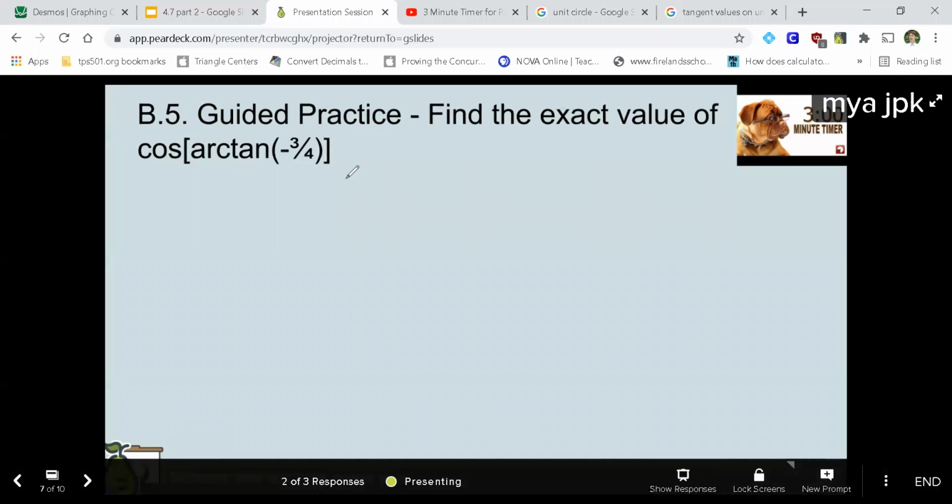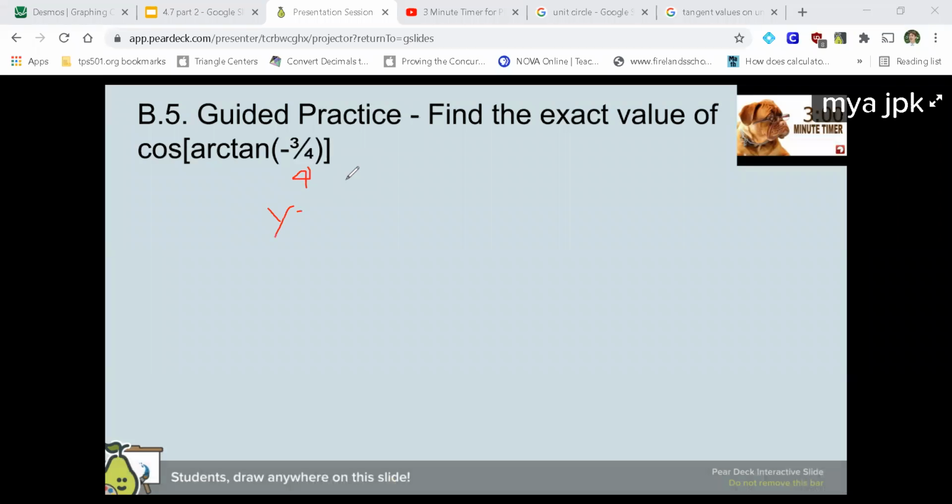All right. So again, tangent tells us y over x. So this is telling us y is -3 and x is 4. The arctangent of -3/4 will give us some angle. And to be honest, I don't care what the angle is because I'm going to take the cosine of that angle to get x over r.